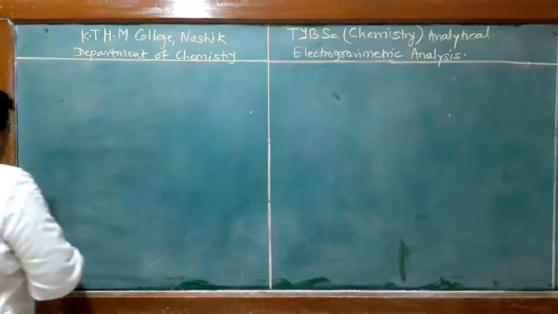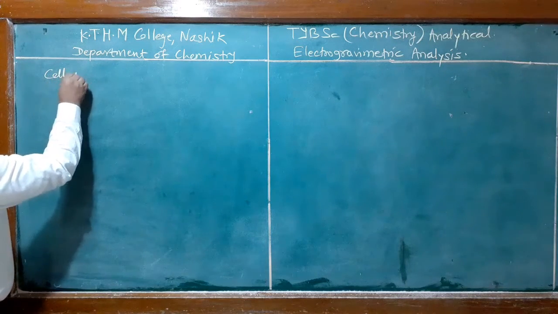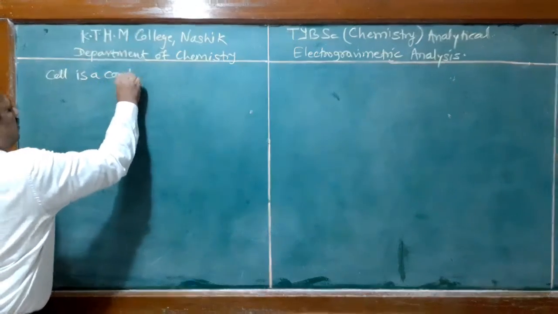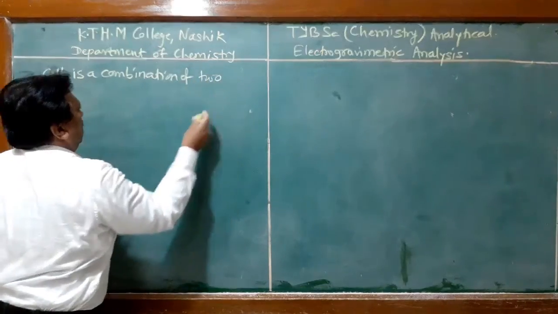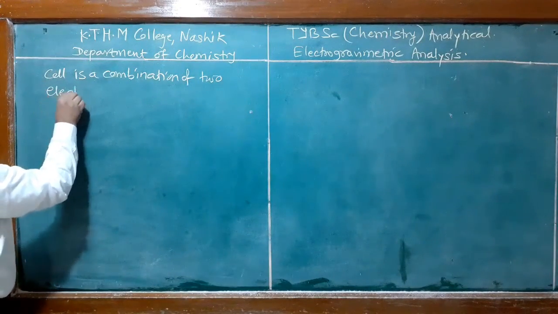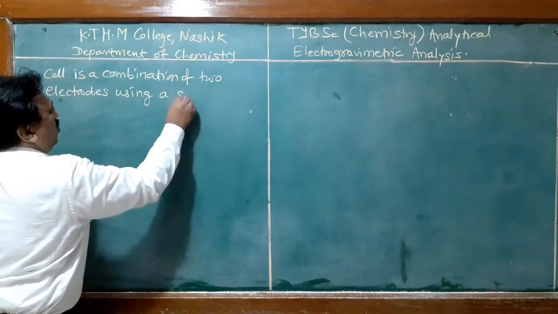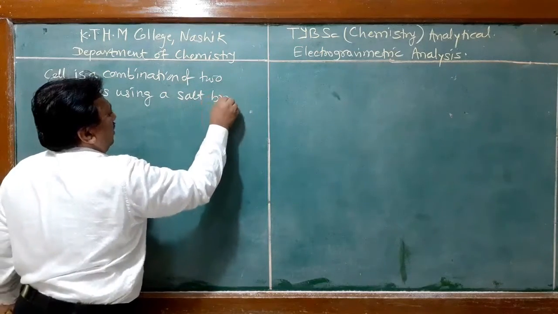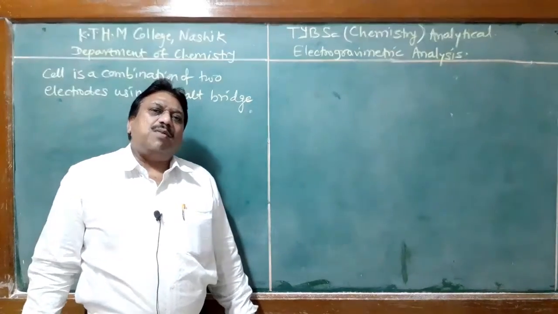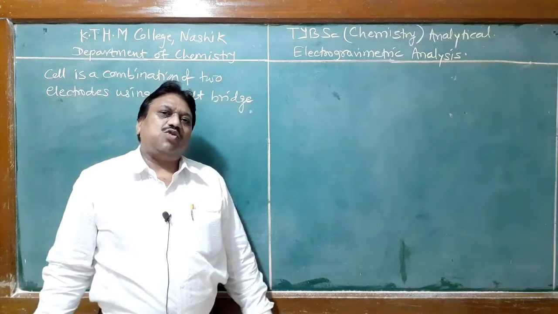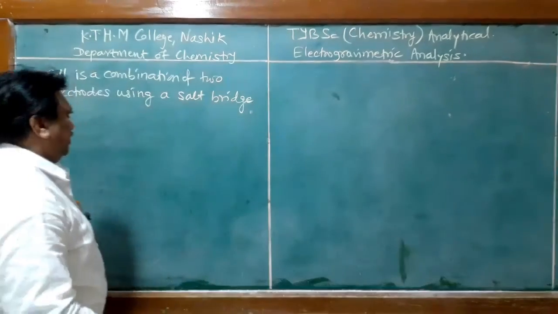Here, basically a cell is a combination of two electrodes. That means a cell is a combination of two electrodes, and this combination may be carried out by using a salt bridge or sometimes a porous partition.